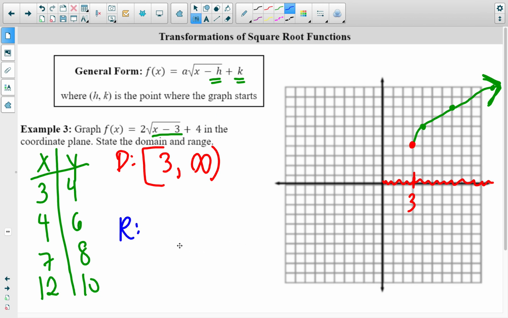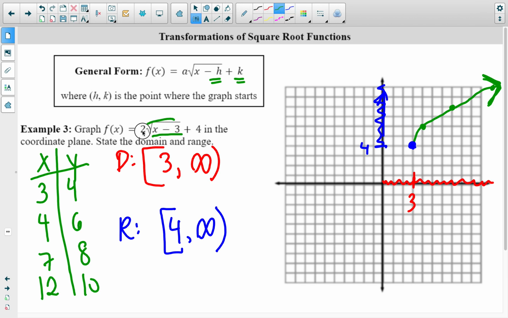For our range, we are starting at 4. Okay, we are starting at 4 and we are moving up. See that? So we're starting at 4 and we are moving up in the positive infinity direction. We want a bracket around 4 because this point is included, and we want a parenthesis around infinity.